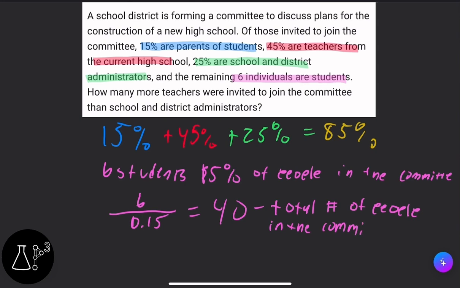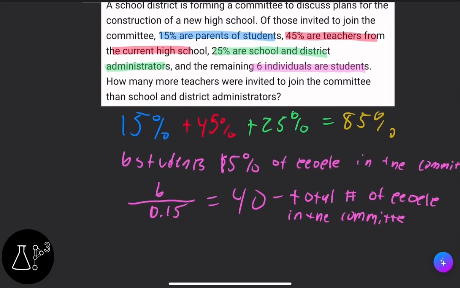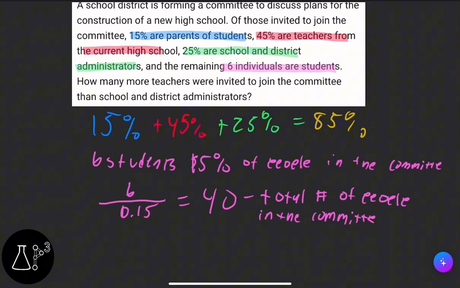And now we can figure out how many people are teachers, which they're asking for, and the school and district administration. If 45% of people in the committee are teachers from the current high school, you do 45% times 40. So 40 multiplied by 0.45 equals 18. And then for the 25%, it's 10. So 25% times 40 equals 10.